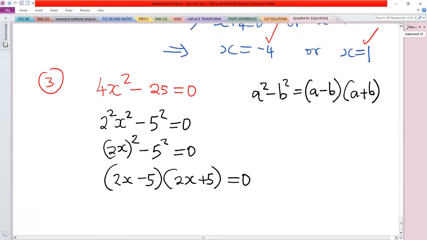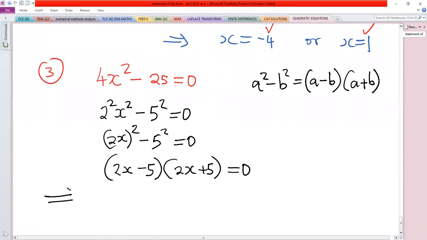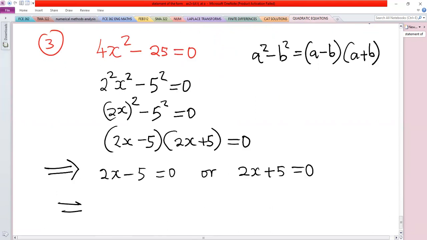So which means that by application of the zero product property for real numbers, either 2x minus 5 is 0 or 2x plus 5 is 0. Now, this implies that x equals to 5 over 2 or x equals to minus 5 over 2. So those are the solutions to that given quadratic equation.